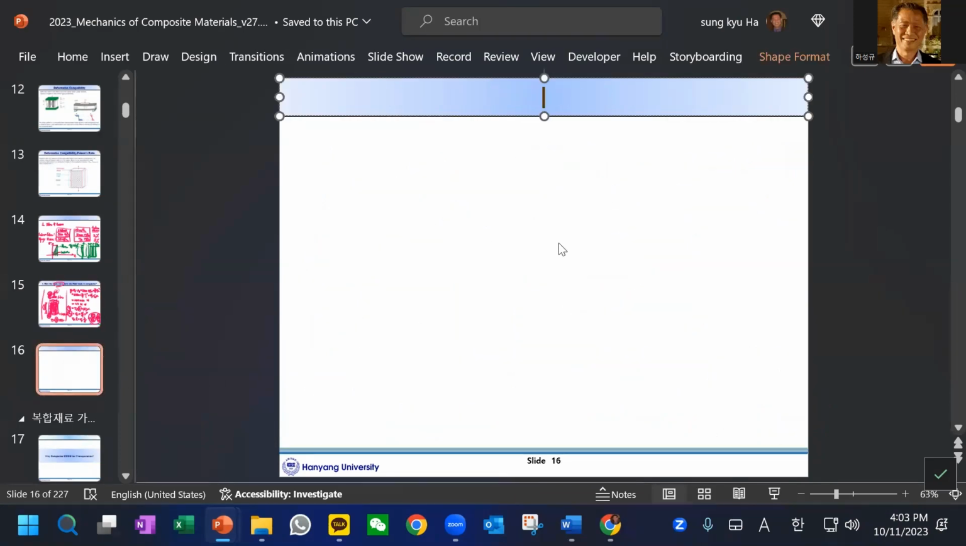Now, the second issue is how each ply deforms in a laminate. Ply we sometimes call lamina. Okay, so lamina, laminate.